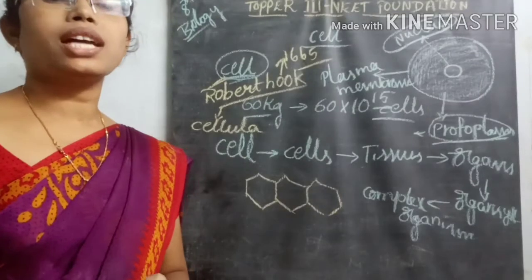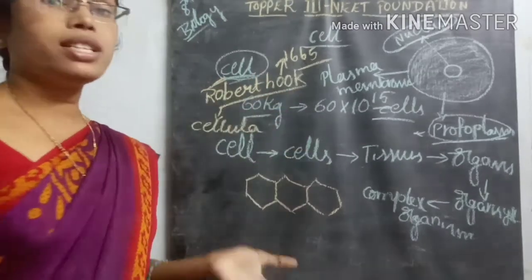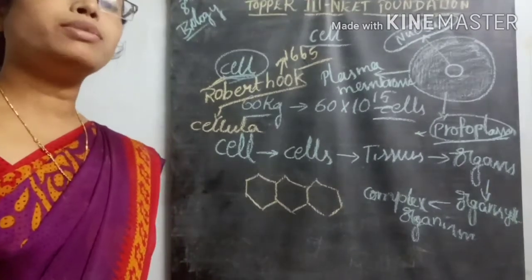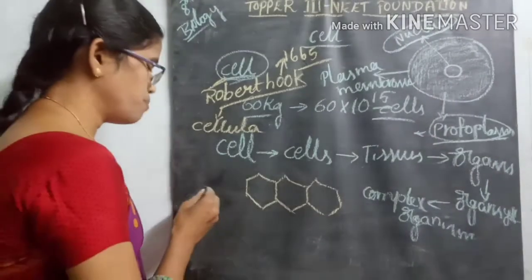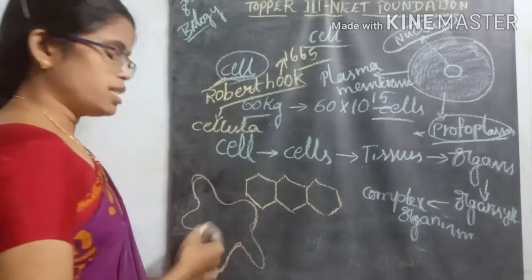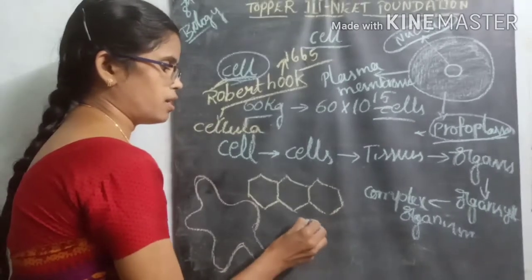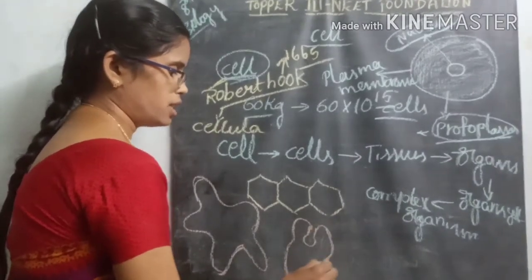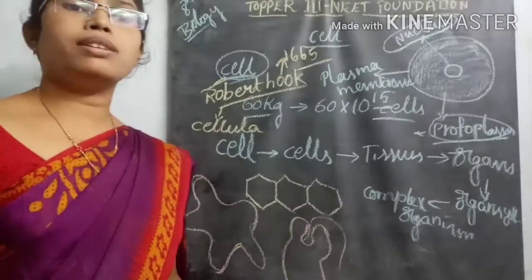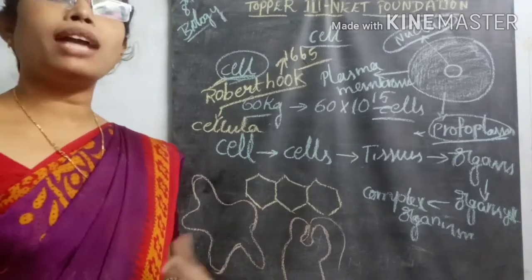Let's look at the structure, shape and size, that is, the morphological characteristics of the cell. The shape of the cell is different from one organism to another. For example, the amoeba is an irregular shaped structure; it does not have a permanent shape. For example, paramecium and euglena contain a spindle-like structure, and these structures change from organism to organism, and from time to time also.